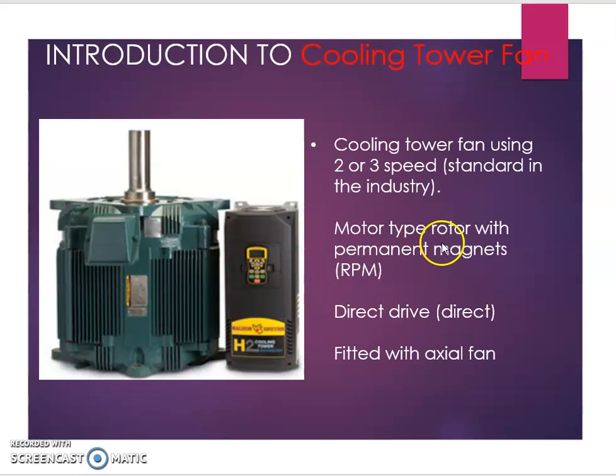Our cooling tower fan usually will be installed with a 2 or 3 speed motor. It is quite common and standard in the industry. The motor type is a rotor with permanent magnets, and we measure the rotation of the motor in RPM, revolutions per minute. It is direct drive, and it is fitted with an axial fan to remove the heat.